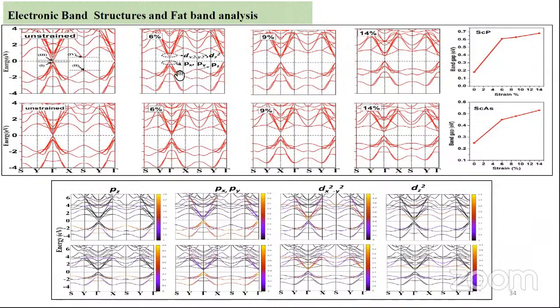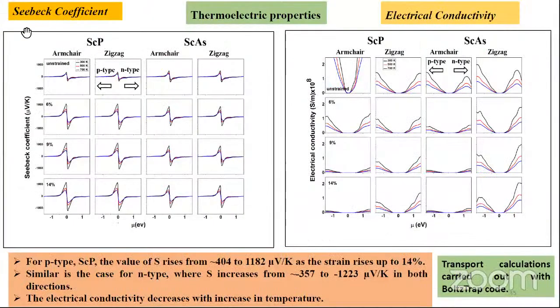And this band is due to the px and py orbitals, and this band is due to the d orbital. And this fourth band is due to the dz square orbital, and the second band is due to the pz orbital. So we have also calculated the Seebeck coefficient in both directions, armchair and the zigzag direction, for p-type and n-type materials. And similarly, we have calculated the electrical conductivity of these 2D materials.